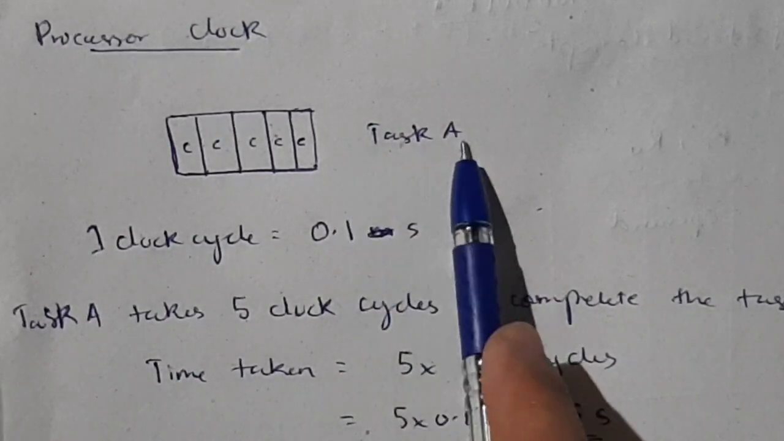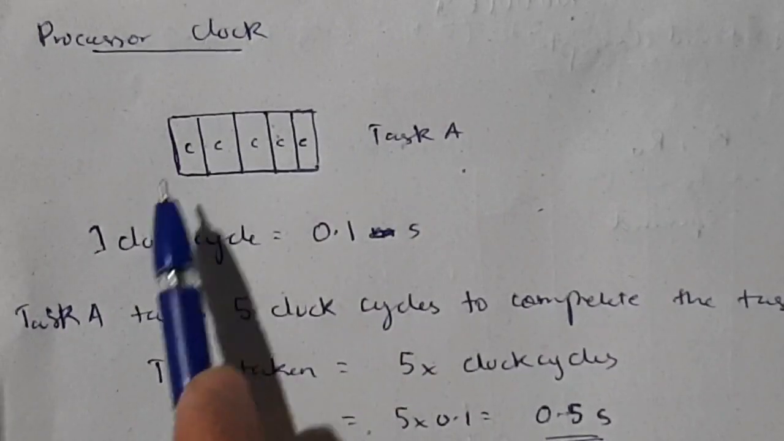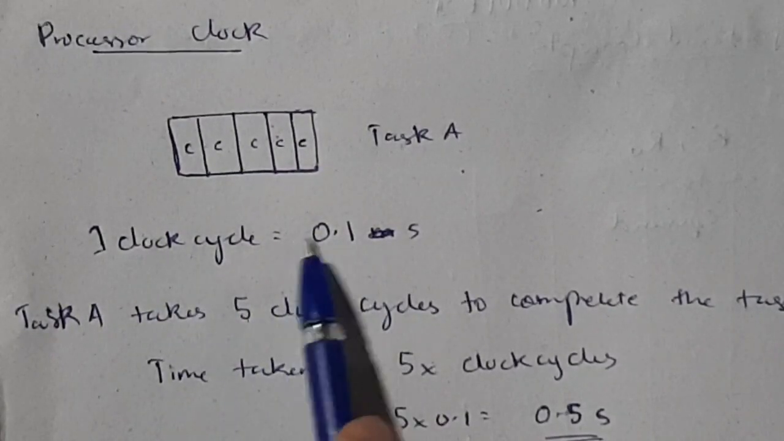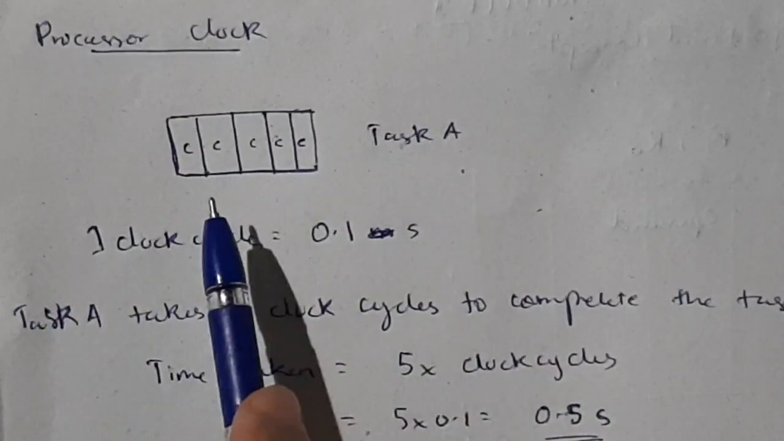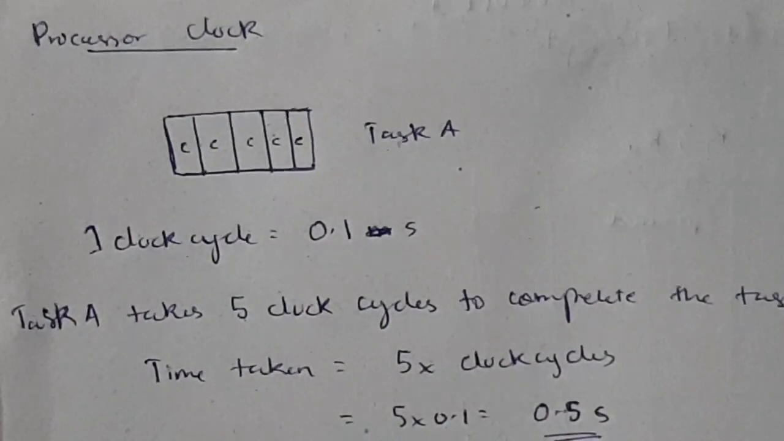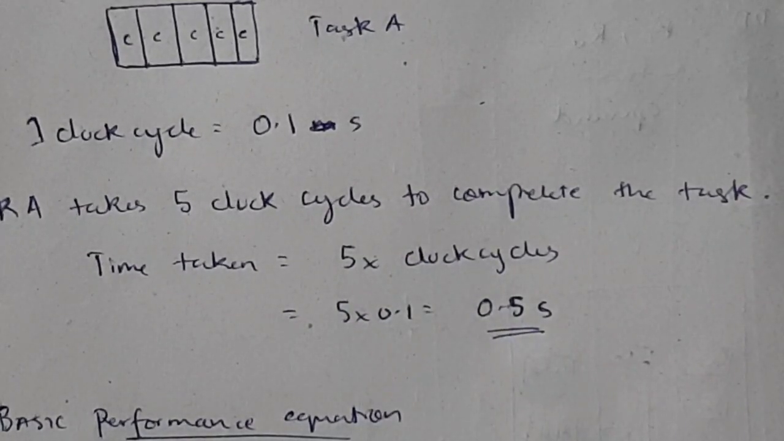Suppose that there is a task A which is to be performed, and this task can be divided into 5 parts in 5 clock cycles. A clock cycle is nothing but a particular amount of time, like 0.1 seconds. Now task A takes 0.5 seconds to get completed, so it will have 5 clock cycles, and the total time taken can be calculated as 5 times each clock cycle, which is 0.5 seconds.